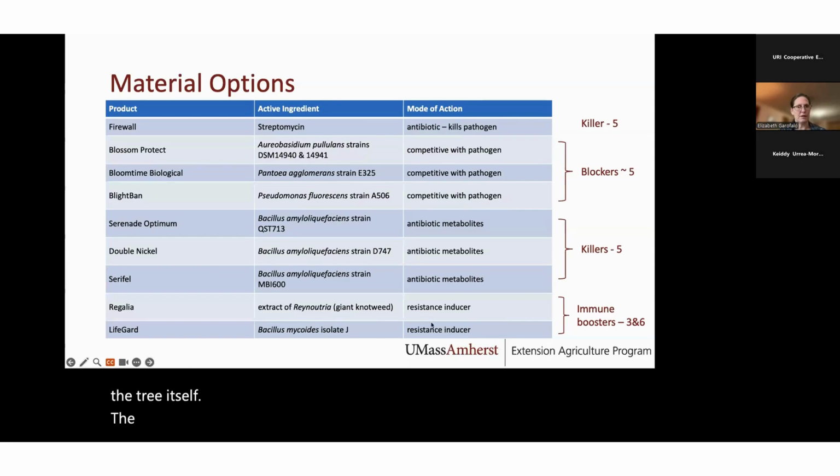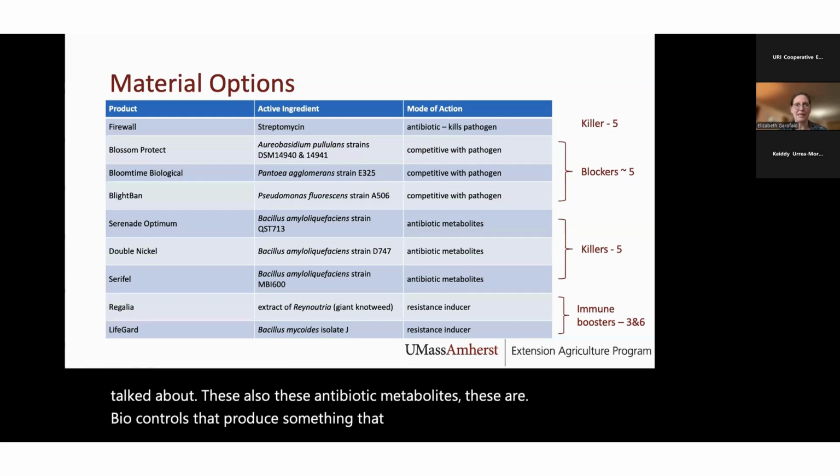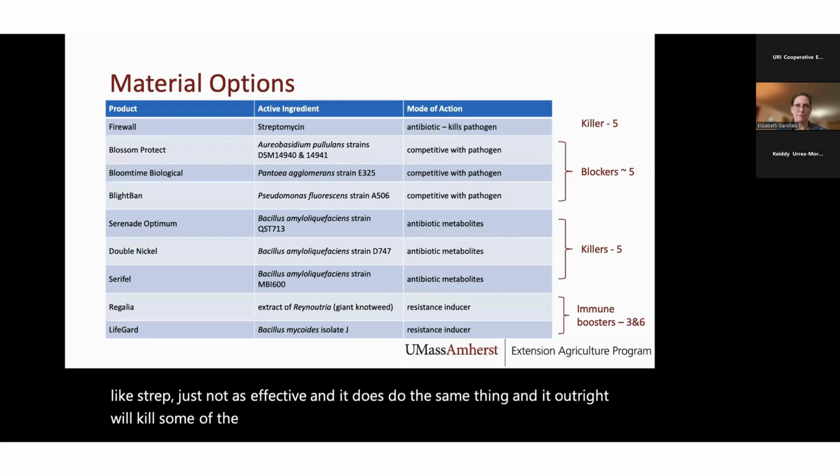The other ones down here are the resistance inducers that we've already talked about. These antibiotic metabolites, these are biocontrols that produce something that is akin to an antibiotic, sort of like strep, just not as effective. And it does do the same thing, and it outright will kill some of the pathogenic organisms.